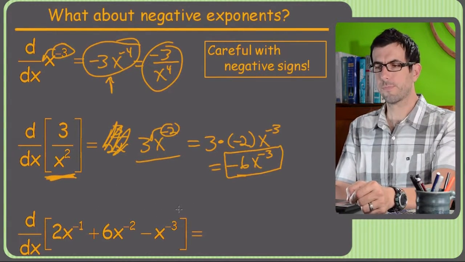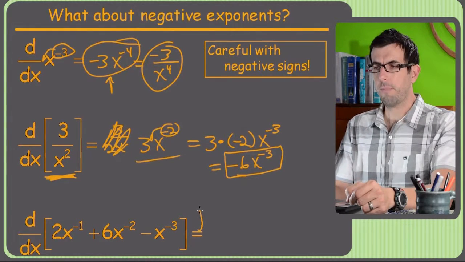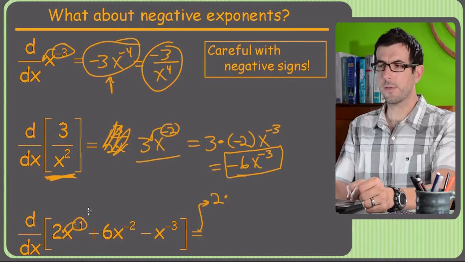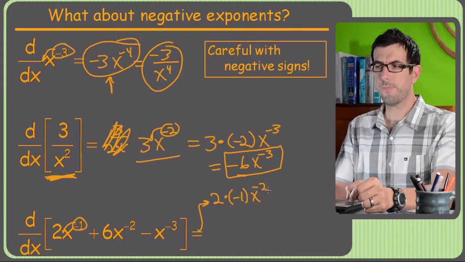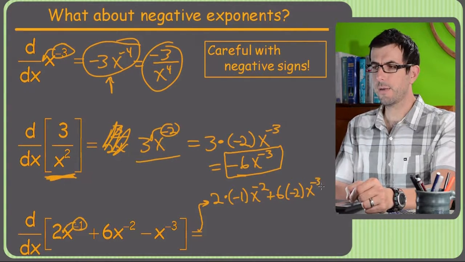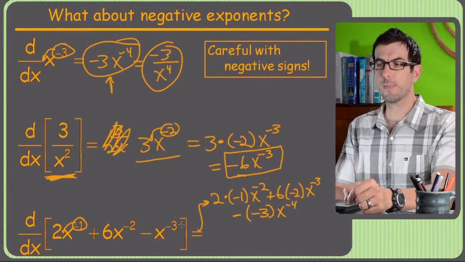All right, last one. Wow, this looks like a mess. They're all negative exponents already, so I'll write it up here just so I have enough space to do a second line. 2 times the derivative of x to the minus 1 is going to be negative 1 right here. So negative 1 in parentheses times x to the minus 2, plus 6 times negative 2 x to the minus 3, minus negative 3, my old power, times x to the negative 4, because negative 3 minus 1 is negative 4.